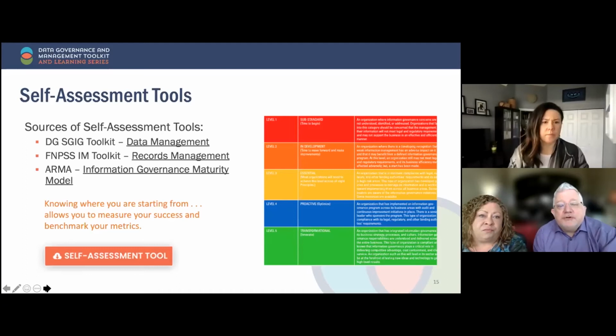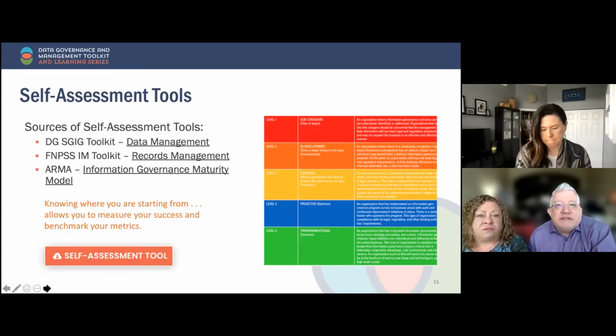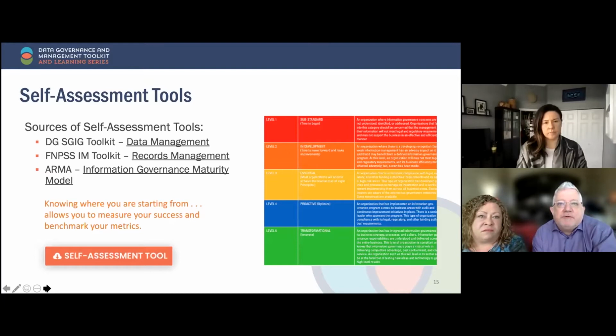So as you start your journey with DG, self-assessment is an important first step. Knowing where you're starting from allows you to measure your success and benchmark your metrics. The DG Toolkit has a useful self-assessment tool for DM. On the second line on that slide on the left-hand side, the FNPSS has a IM Toolkit for RIM. The FNPSS is also developing a self-assessment tool for RIM, which will be available soon on their website.